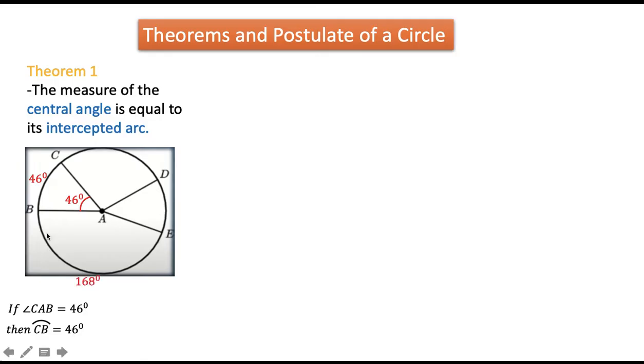Conversely, if one of the arcs is, let's say, arc BE is 168 degrees, it follows that its corresponding central angle BAE is also 168 degrees. So, if arc BE is 168 degrees, then it follows that angle BAE is also 168 degrees.